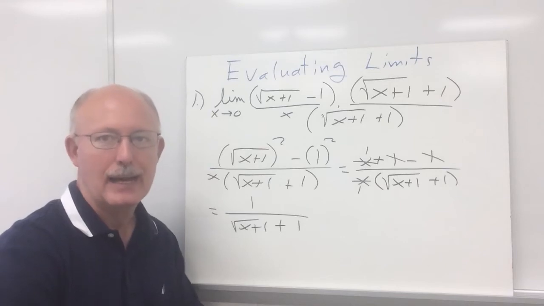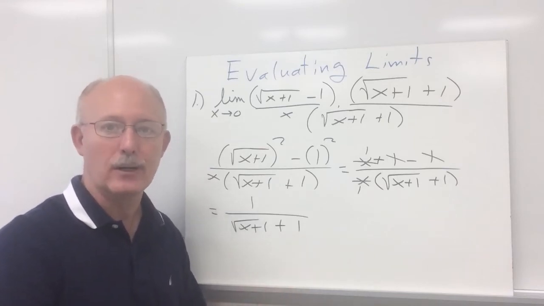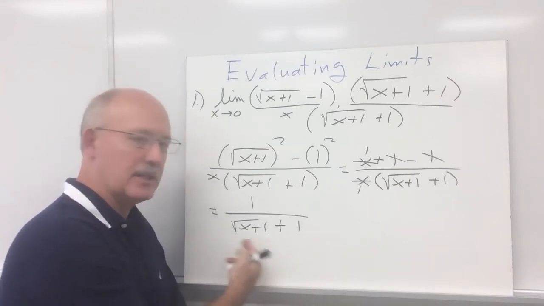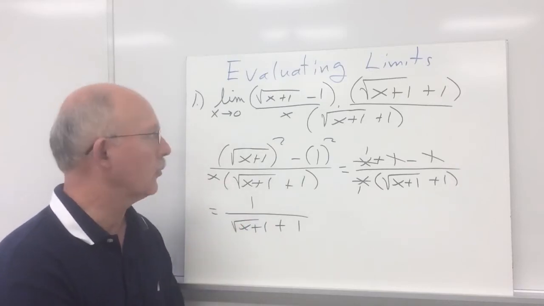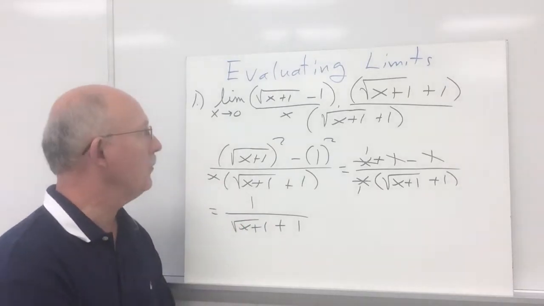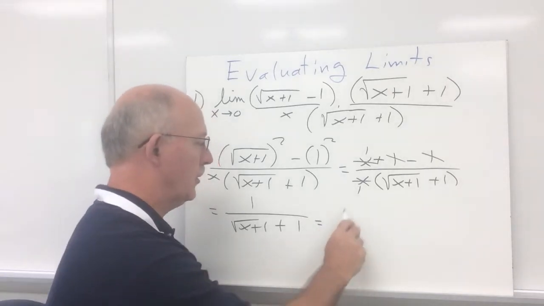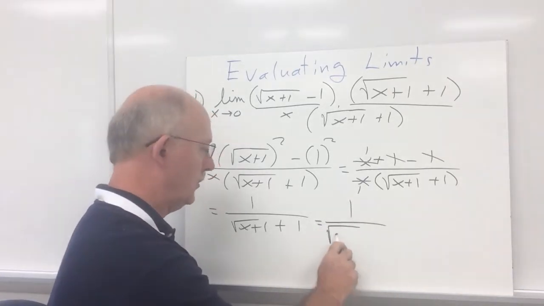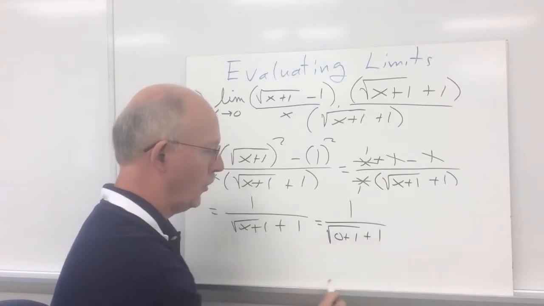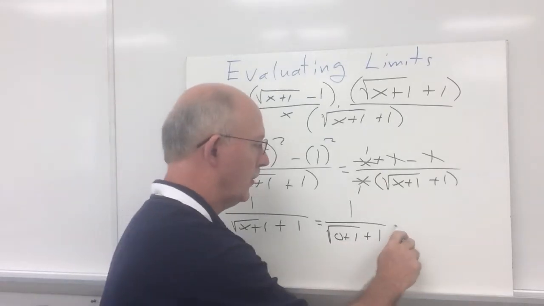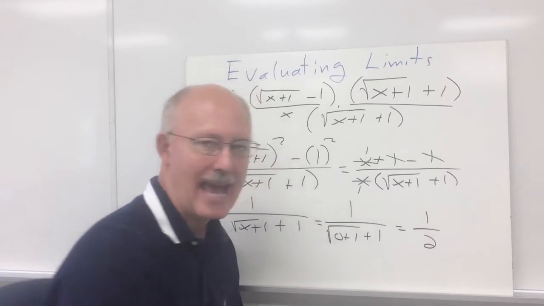So we have rationalized the numerator. The radical is in the denominator, not the numerator anymore. So let's try direct substitution now. Let's take the 0, plug it directly in for x. Let's see if this will work. So it'll be 1 over the square root of 0 plus 1. Now the square root of 1 is 1, so this should evaluate to 1/2.